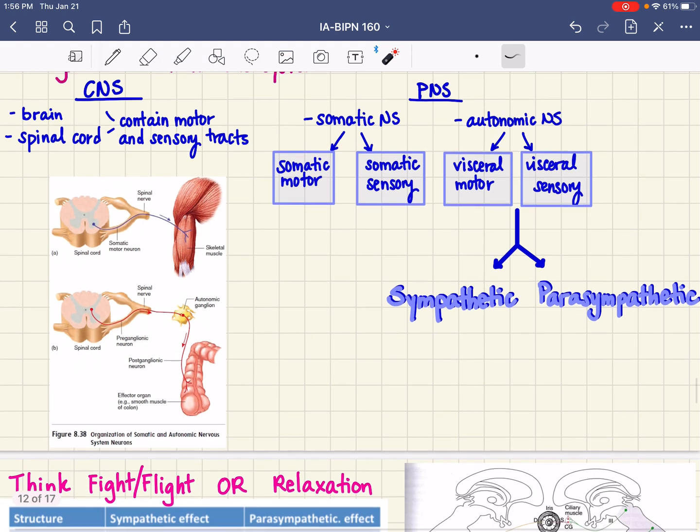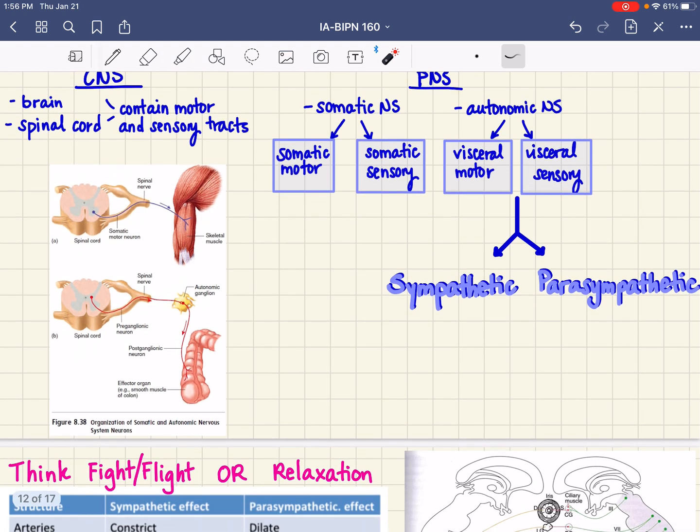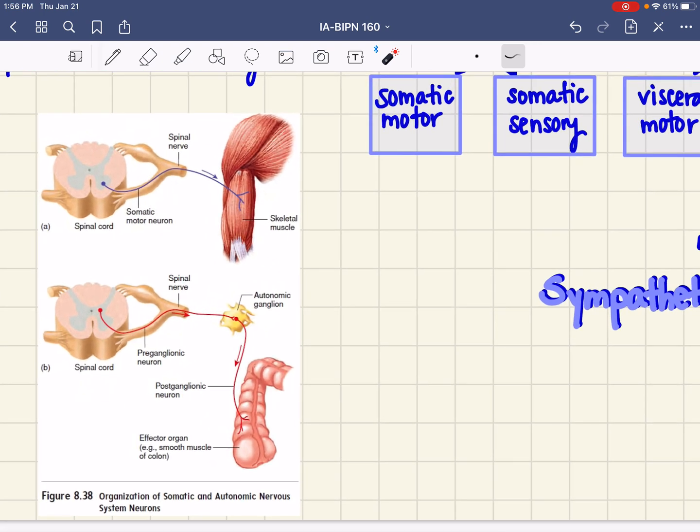So we'll talk more about that in a second. And I also wanted to talk about the distinctions between the somatic and autonomic nervous system. So in this picture right here, let's see what the difference is in neuron and pathway structure.